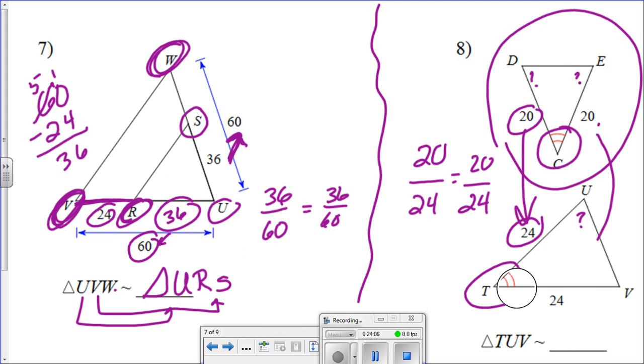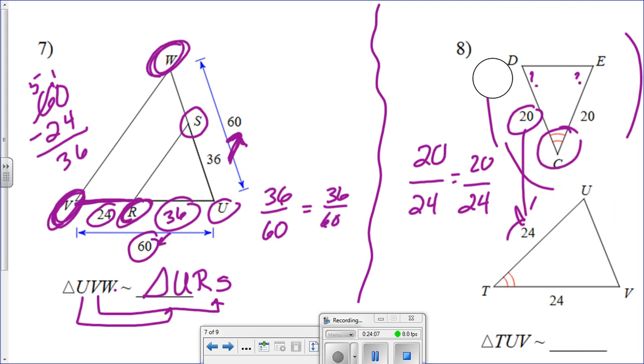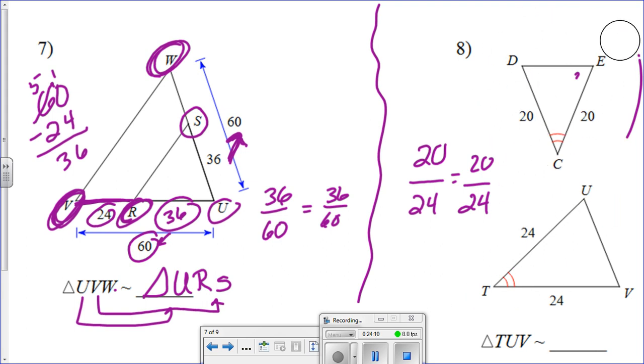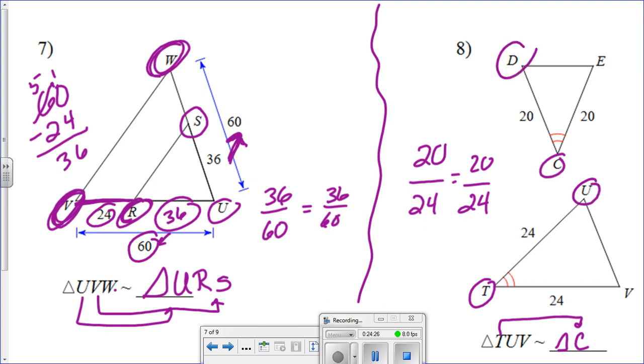Now look at this mess I made. Let me erase this because I made a huge mess. Let's finish our statement here. Okay, T corresponds with the C. So that means triangle C, since T goes with the C, what goes with the U? That would be D. And what goes with the V down here? Well, that has to be the E.